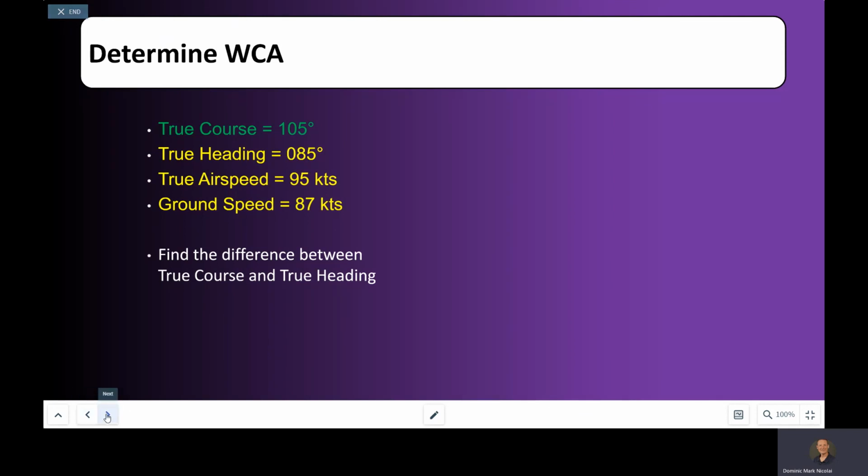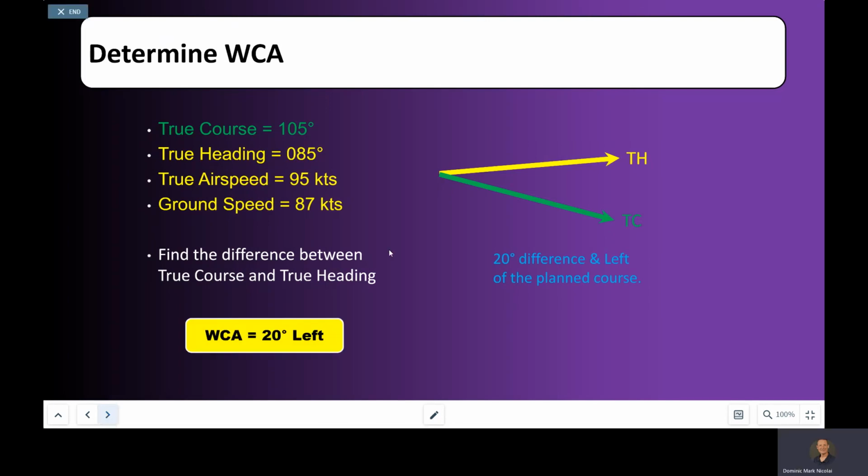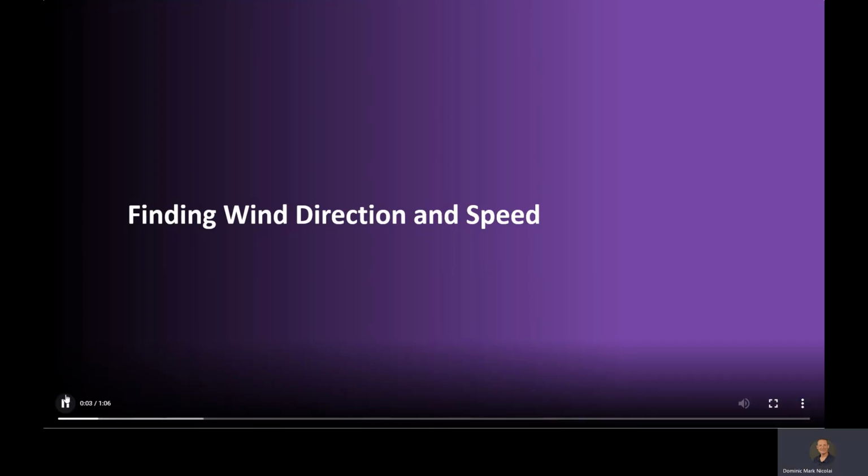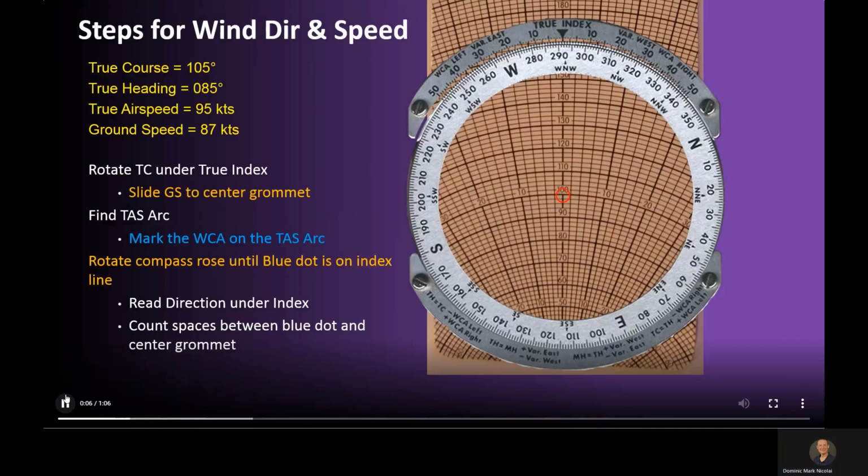So obviously, we're looking at a wind correction angle first. It's on the left side, and it's going to be a 20-degree wind correction angle. We're trying to go on the green line here. We're pointing the nose 20 degrees to the left for the wind situation. When we find our wind direction, we are starting by twisting in the true course, 105 degrees, put it under the true index line.